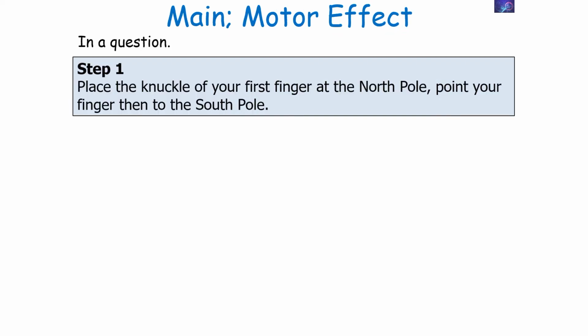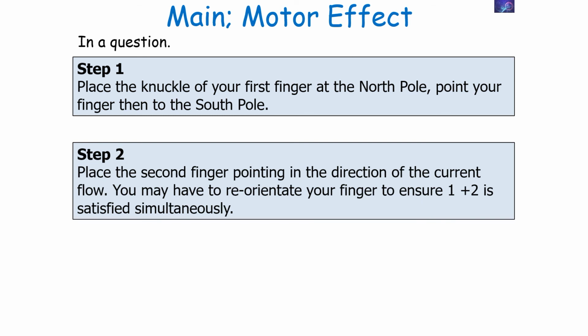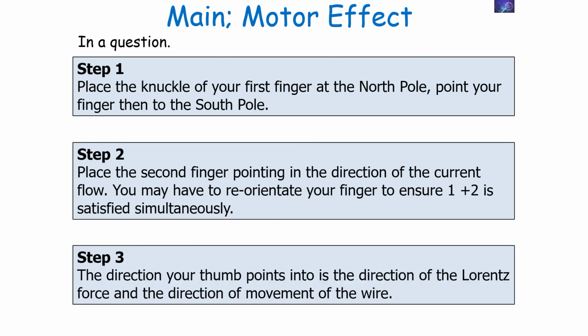Now, how do you use this in a question? Well, if you're given a motor in a question, the first step you do is you place the knuckle of your first finger at the north pole of the permanent magnet and point your finger to the south pole of the permanent magnet. You then place your second finger pointing in the direction of the current flow, and you may have to reorientate your finger to ensure step 1 and step 2 are satisfied simultaneously. And then finally, the direction that your thumb points into is the direction of the magnetic force and the direction of the movement of the wire.